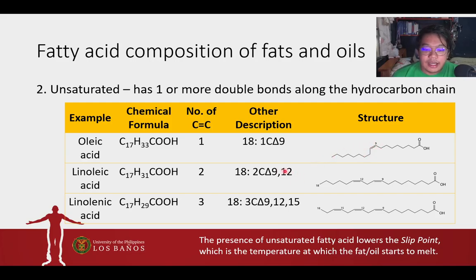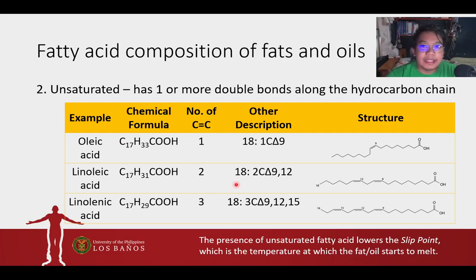Okay? In linoleic acid, we have 2 unsaturations starting from carbon 9 and carbon 12. So that is 9 and 12. Okay? Then for linolenic acid, they are 18 carbons again, but they have 3 unsaturations, at carbon 9, carbon 12, and carbon 15. Okay? So we have one more type of description.